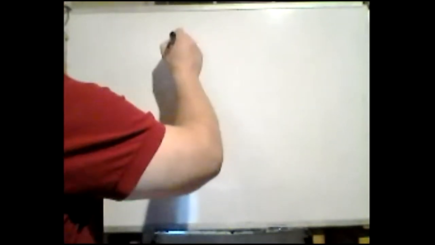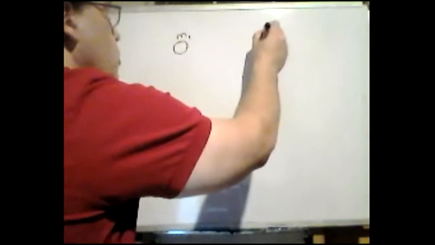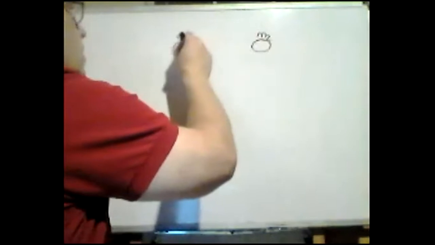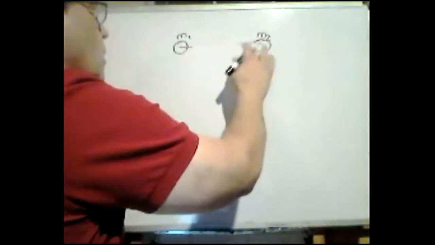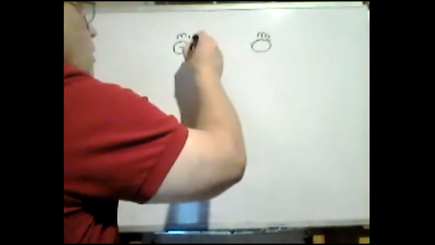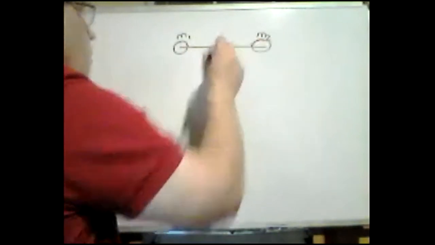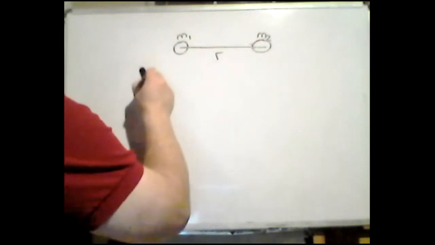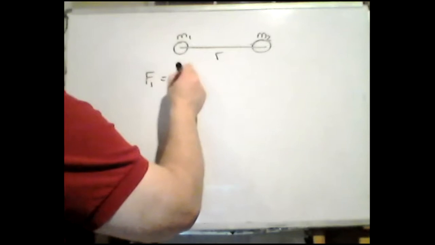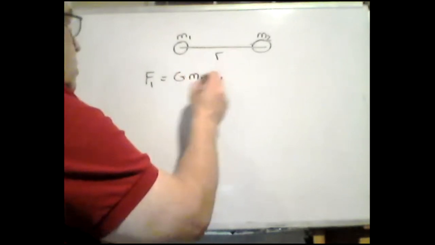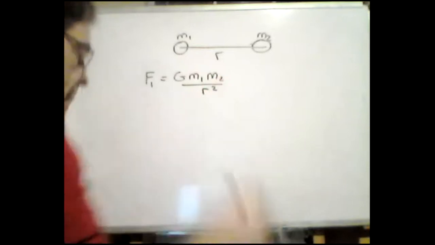Again, this is a University Physics type lab, so I'll do a part here for you. So let's just say I have a situation that I have M1, I have M2, and I have a center to center distance R. All right. And what's the force? Well, I'll call it F1. F1 will be G M1 M2 divided by R squared. Again, that's the magnitude.